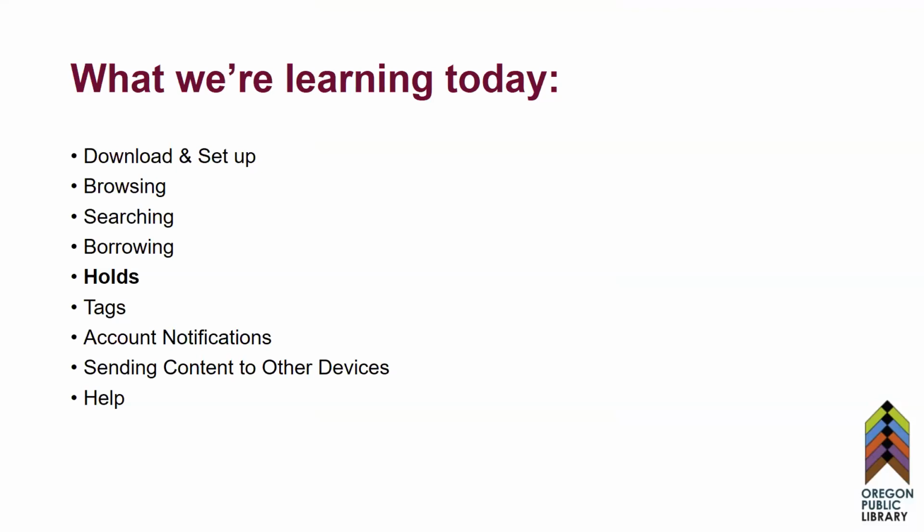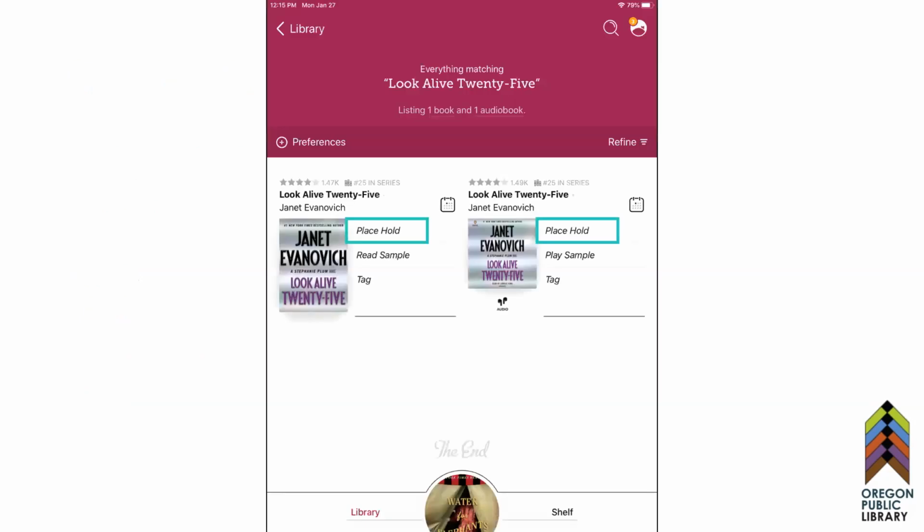So next we're going to talk about holds, because sometimes there are a lot of holds on items. With the Look Alive 25, all of the items were checked out and you could place a hold on it. So you can see the place hold. If there were copies available, it would say borrow instead of place hold. So if you only see place hold, that means that there are no copies available right now.